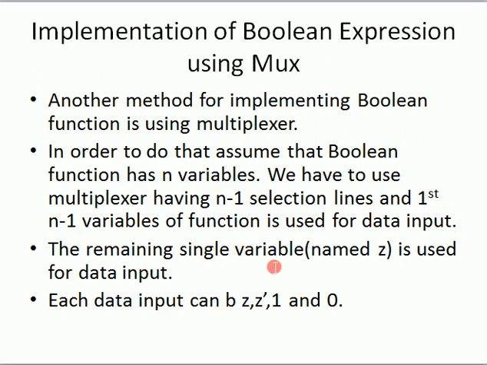If, suppose, we have 3 inputs, then it means we have 2 select lines. The remaining variable will be the data input, and we may say that will be z. If that is z, then each data input can be z, z complement, 1 or 0. It can be easily understood by you when we do an example.